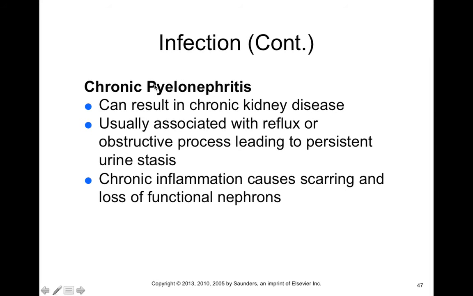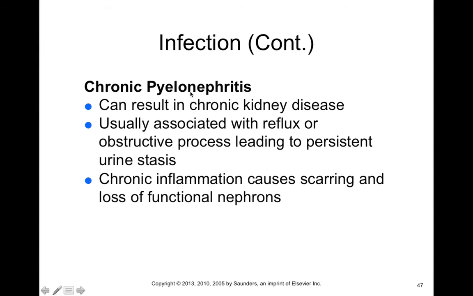Now, chronic pyelonephritis can result in chronic kidney disease, and it's usually associated with reflux or obstructive processes where you have persistent urine stasis, or where urine's not moving frequently. This chronic inflammation can lead to things like scarring, as well as loss of functional nephrons. If it infects the kidney, this can lead to chronic kidney disease from just pyelonephritis, basically kidney infection.